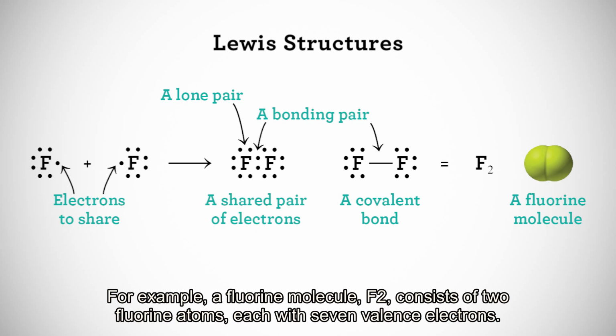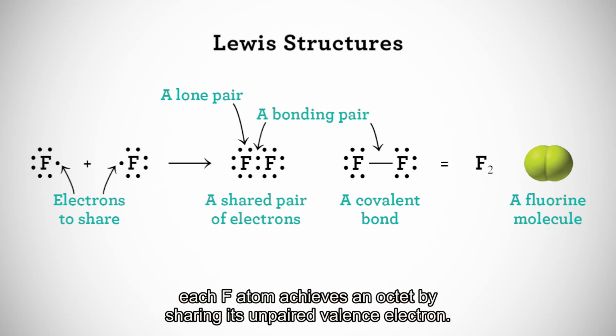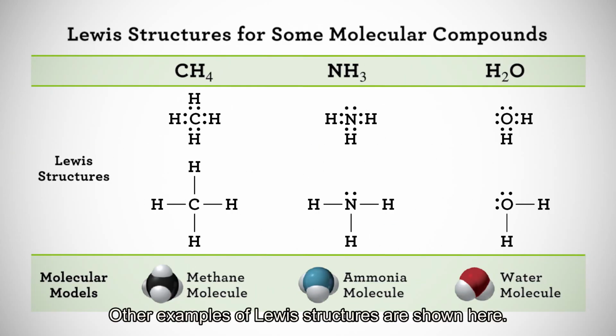For example, a fluorine molecule, F2, consists of 2 fluorine atoms, each with 7 valence electrons. In the Lewis structure for the F2 molecule, each F atom achieves an octet by sharing its unpaired valence electron. Other examples of Lewis structures are shown here.